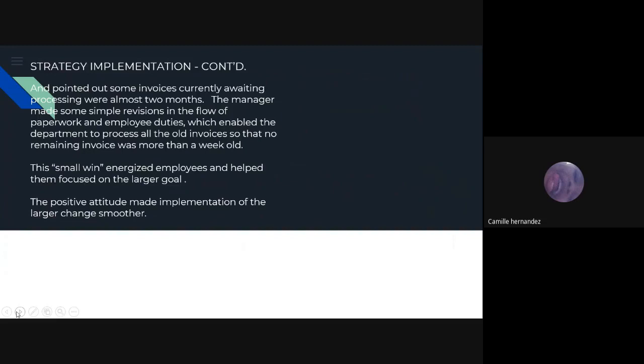He in turn made simple revisions in the flow of paperwork and employee duties, which enabled the department to process all the old invoices so that no remaining invoice was more than a week old. This win was able to energize employees and help them focus on the larger goals. The positive attitude made implementation of the larger change smoother. He basically had to convince his employees of what the ultimate goal was in order for them to see his vision and be motivated in helping him make the change.